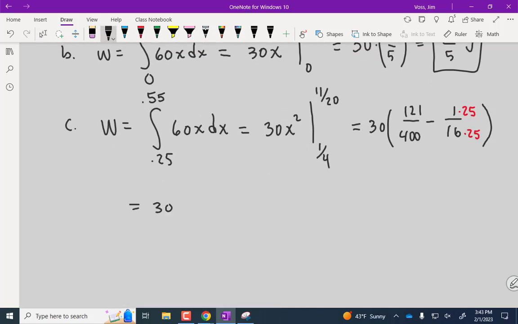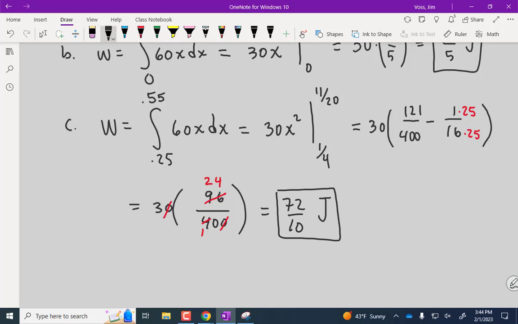So 30 multiplied by, what's that, 96? 96 over 400. And whatever that simplifies to. Divide by 4, right? Divide out a 4 for sure, cancel out a 0. 4 goes into there once. 4 goes into there 24, right? 24, yep. So 60 plus 12, 72 over 10. Does that look right? Yeah, 7.2. And then we're talking about work, so we'll put joules or Newton meters.